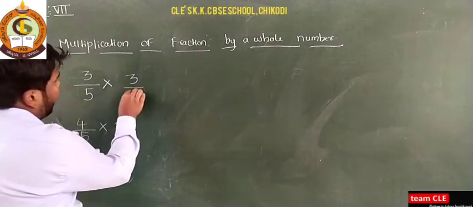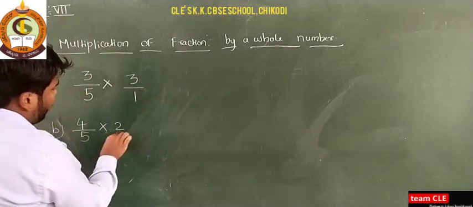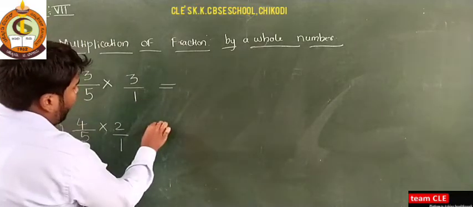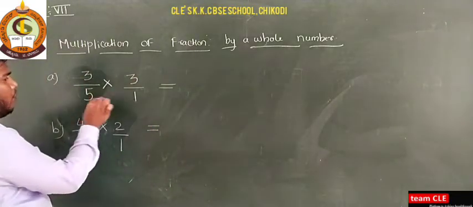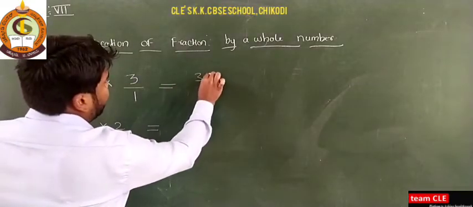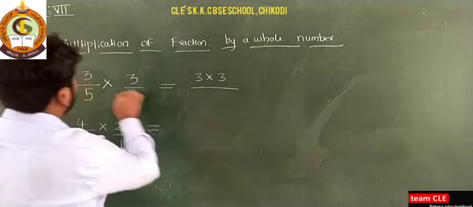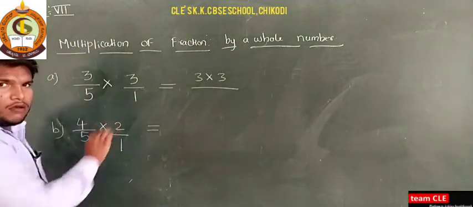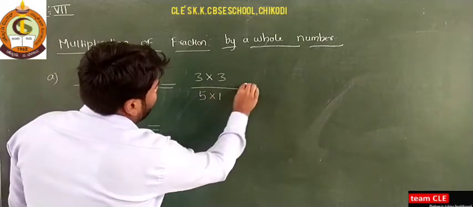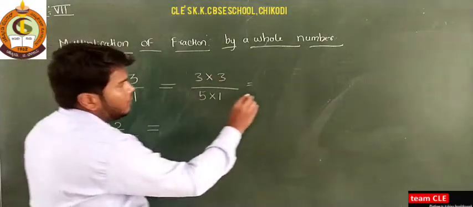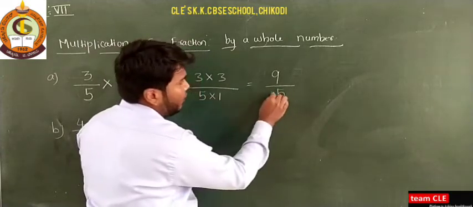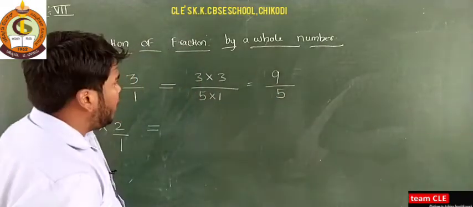Here I take 1 down as the denominator, because 1 is hidden. What I do is multiply the numerator with the numerator and the denominator with the denominator. So I multiply 3 into 3, which is 9, and 5 into 1, which is 5. So this is 9 by 5.